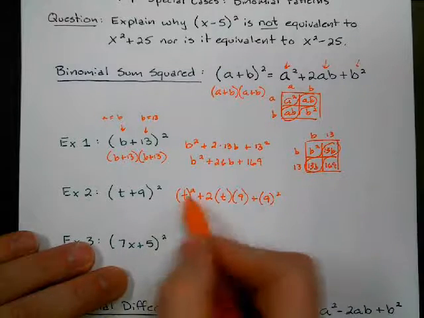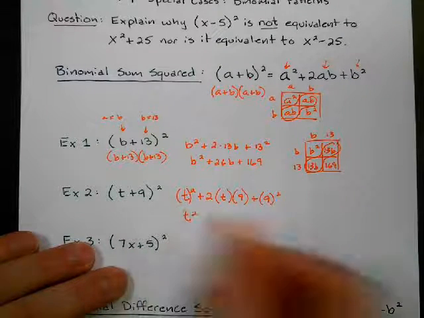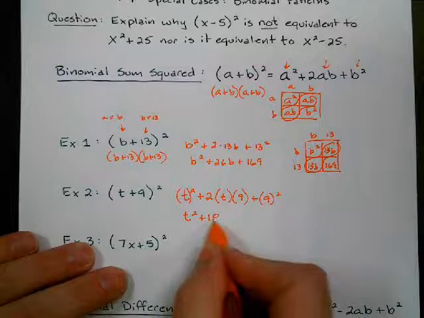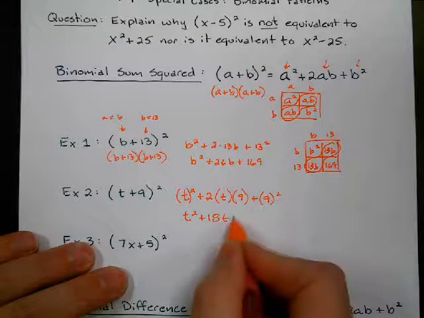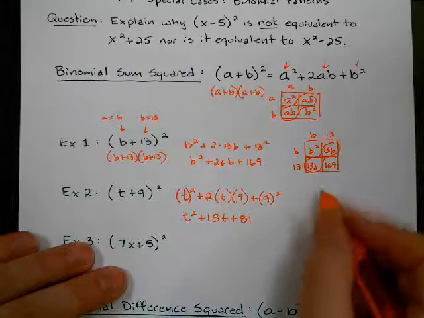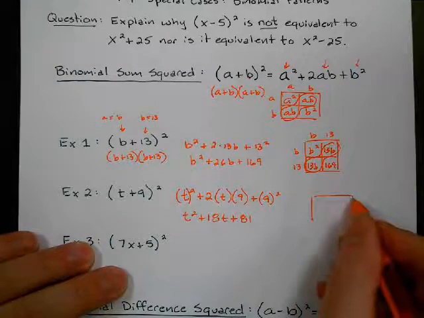So this one right here gives me t squared. 2 times t times 9 is 18t. And then 9 squared is 81. And there we have our answer. And we can double check it by doing the area model.